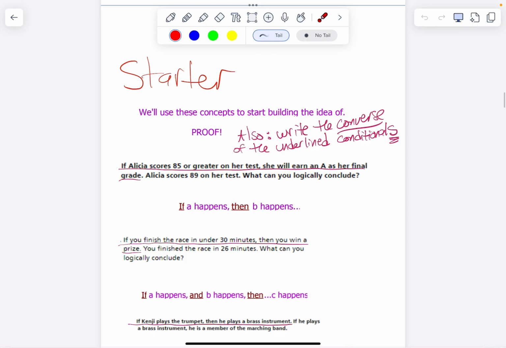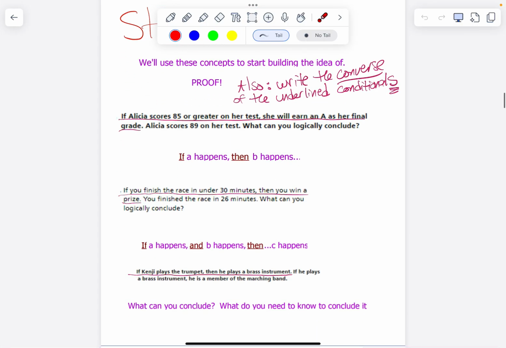So in these, if Alicia scores 85 or greater on her test, she will earn an A as her final grade. That's the conditional, the if-then, and then it says she scores 89 on her test. What can you logically conclude? She got an A, right? As her final grade. So let's rewrite this real quick.